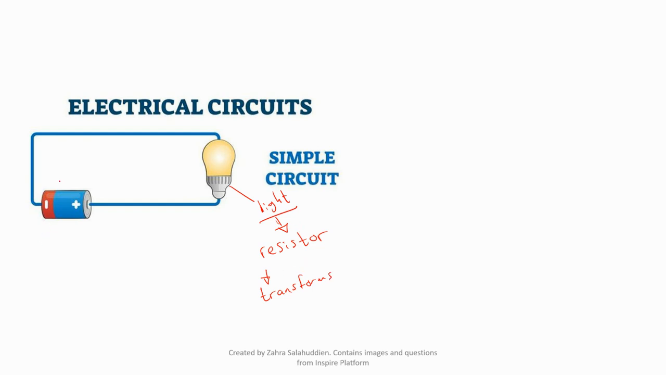So the thing that gives the energy to the circuit is our voltage source. In this case, our voltage source is our battery. So the battery is a voltage source that gives the initial energy, the chemical energy, into the circuit. So from here, it starts moving through the circuit and it becomes electric current.